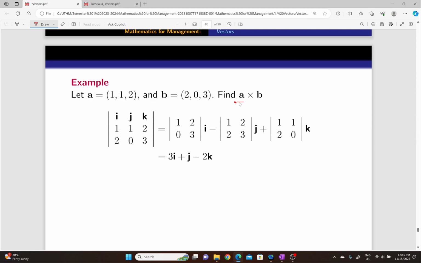So if I want to find A cross B, first I write I, J, K, then 1 1 2 here and 2 0 3 here. If I cross this, what I am left with, I write it here. Remember plus, minus, plus. Then I cross here, and whatever is remaining, 1 2 2 3, I write it here.